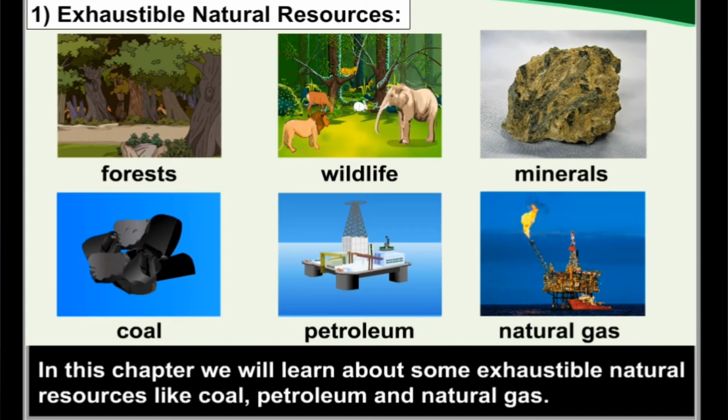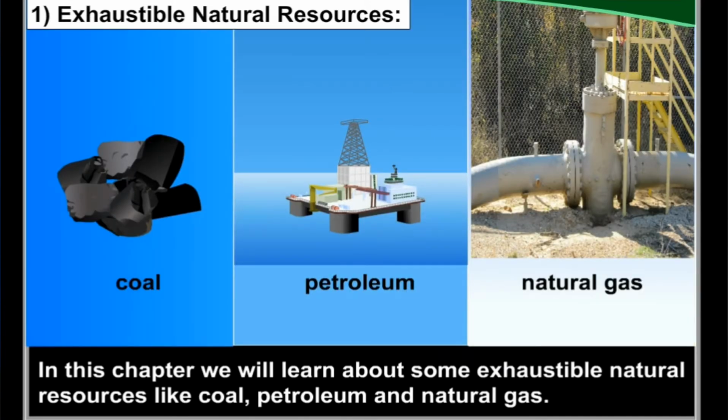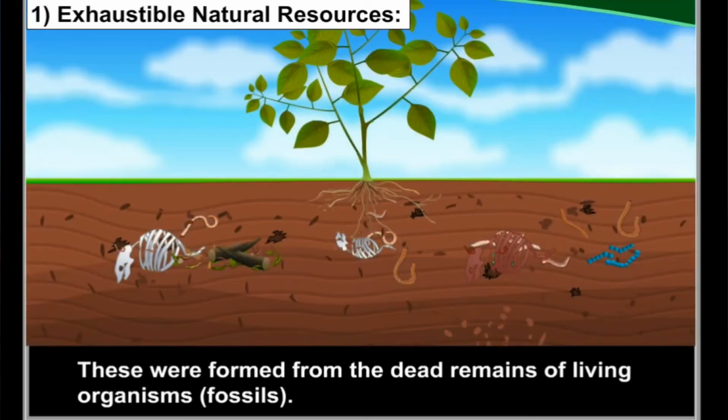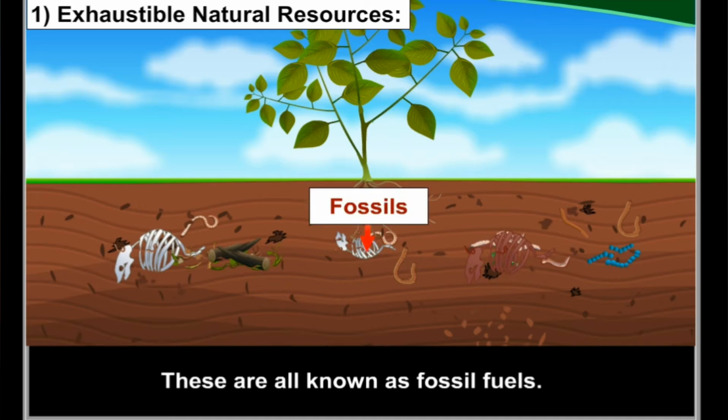In this chapter, we will learn about some exhaustible natural resources like coal, petroleum, and natural gas. These were formed from the dead remains of living organisms or fossils. These are therefore known as fossil fuels.